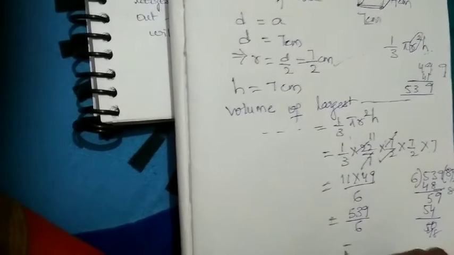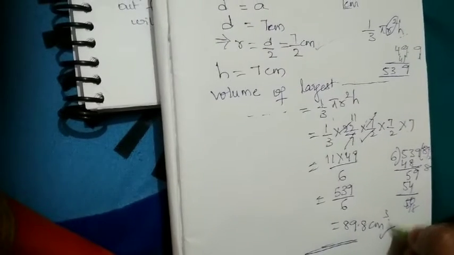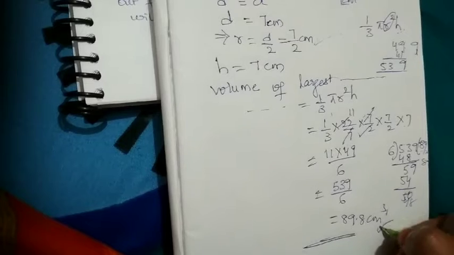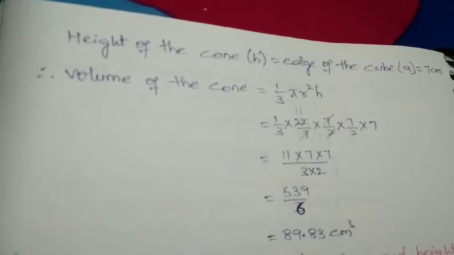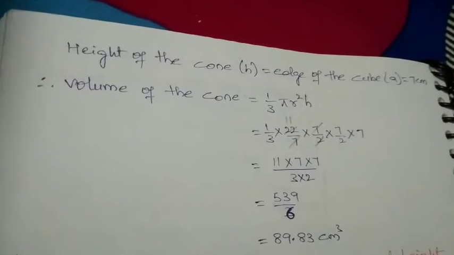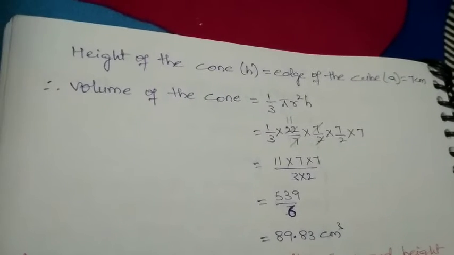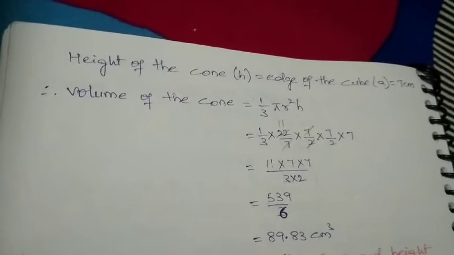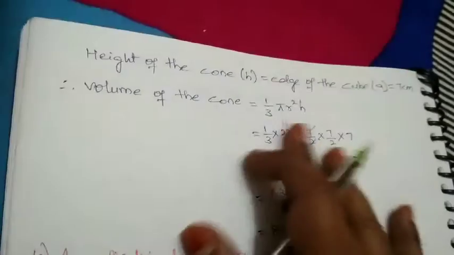So what will be your answer? 89.8 centimeter cube. As it is volume, it should be in cubic units. So centimeter cube. Did you all understand this problem? Simple. Whenever you want to cut out the largest cone from the given cube, the diameter of the cone and the height of the cone will be equal to the side of the cube. Take the values and substitute them in the volume of cone formula. Clear? So let us go to the next problem.